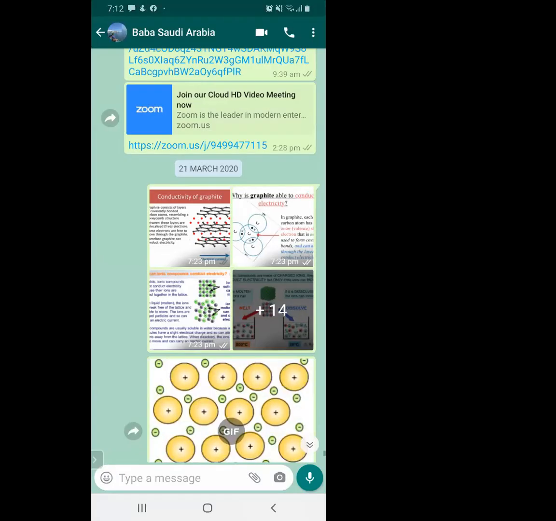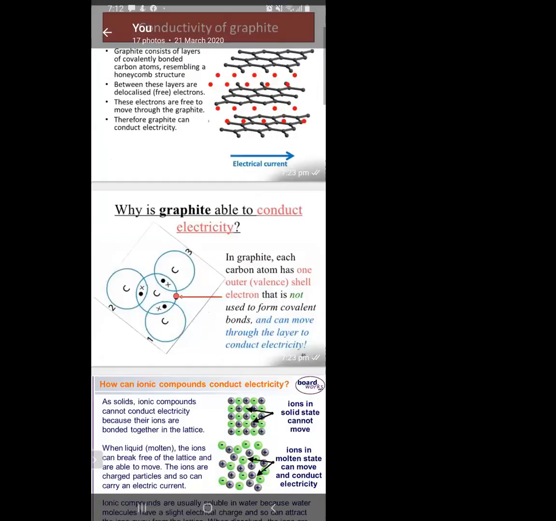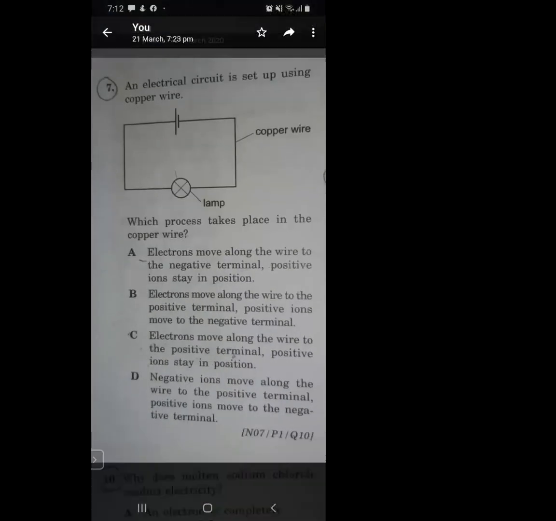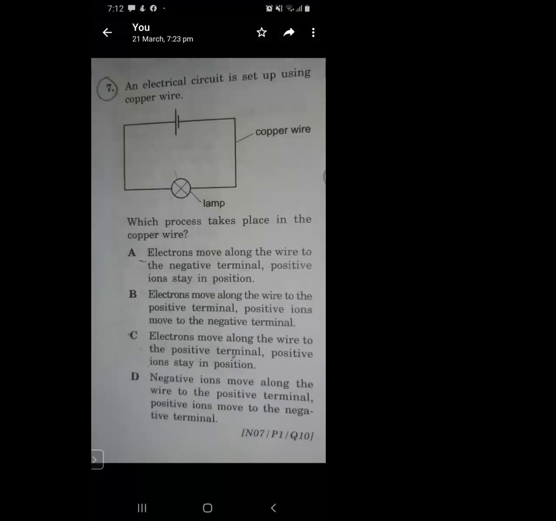Okay, so let me see. Electrons move along the wire to the negative terminal and positive ions stay in position. No, that is wrong. Electrons move along the wire to the positive terminal. Positive ions move? No. And then option C: electrons move along the wire to the positive terminal and positive ions stay in position. So it is C.